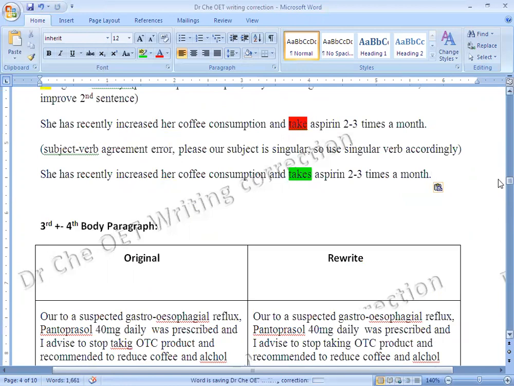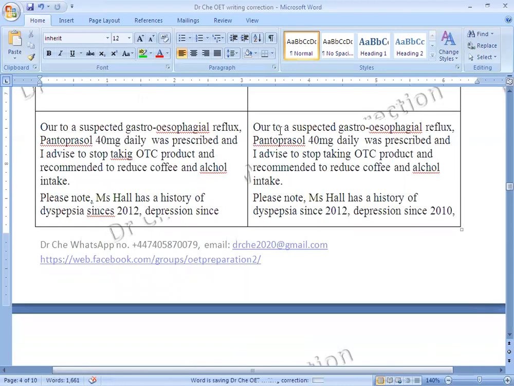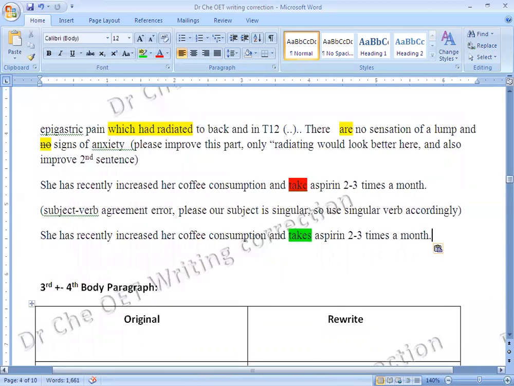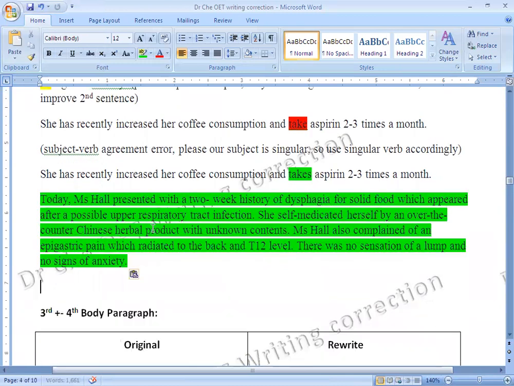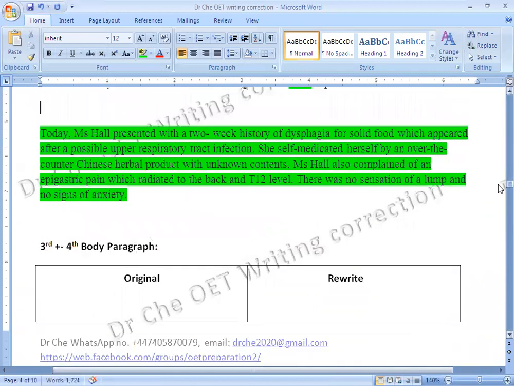Now let us move to the next part. Maybe due to a suspected reflux. No, here we need to write our purpose. I provide my students my model answer so that they can compare. This should have been written like this. It would look much better like this. Could you please read this paragraph?